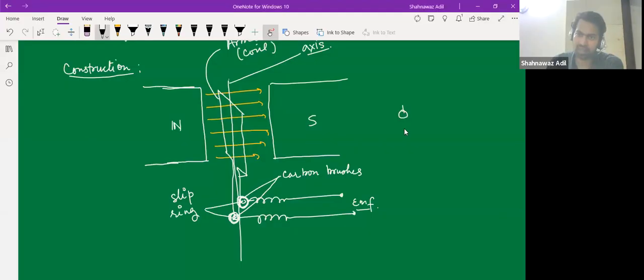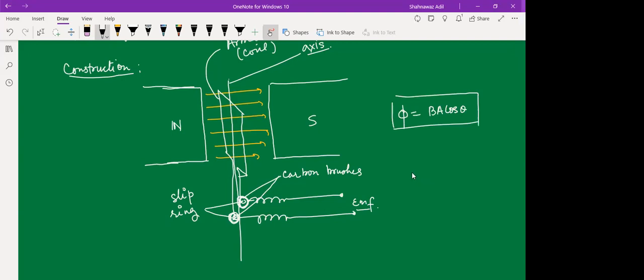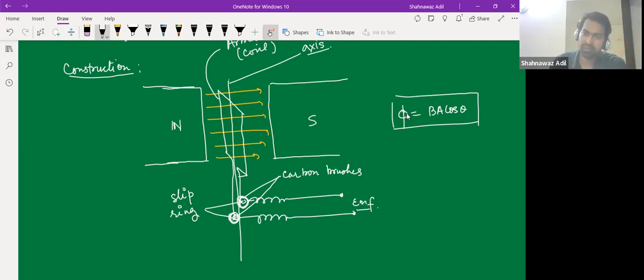So you guys can see that, how am I changing the flux? How am I changing the flux? I have this flux which is BA cos theta, right? Am I correct, guys? Correct. So I have to change this flux, right? And from the demonstration, you guys saw what it is that I am changing?